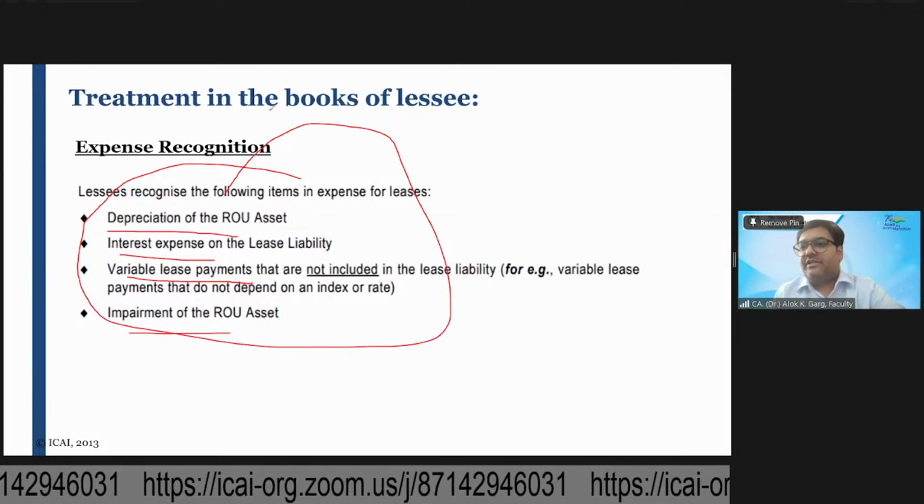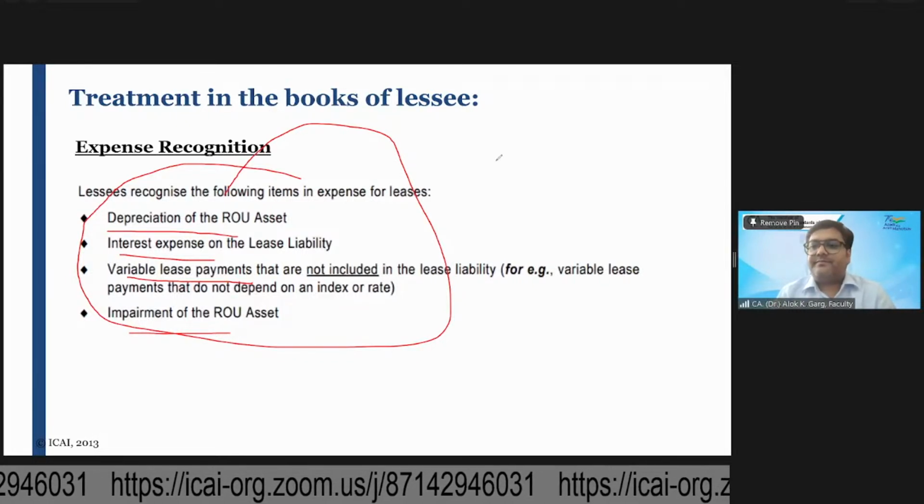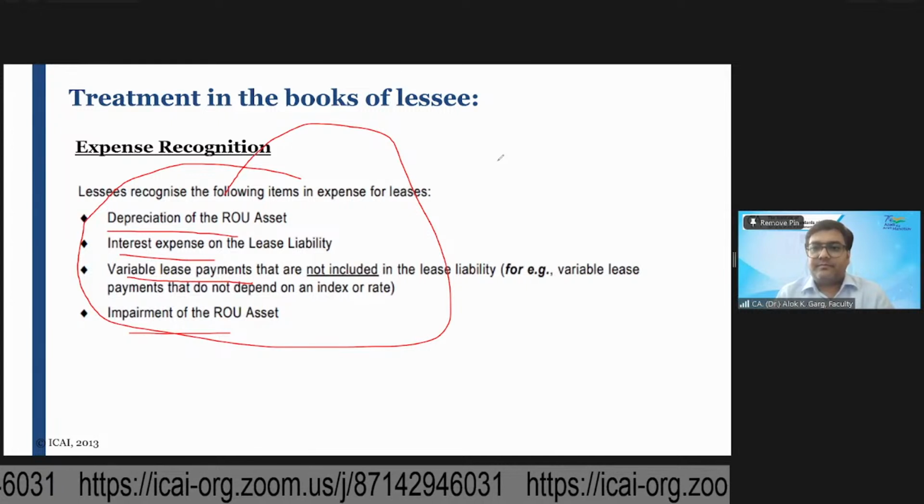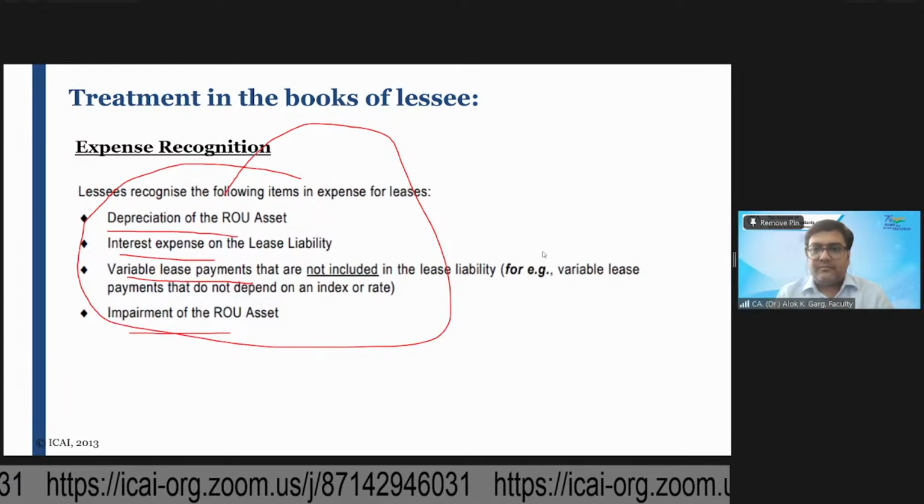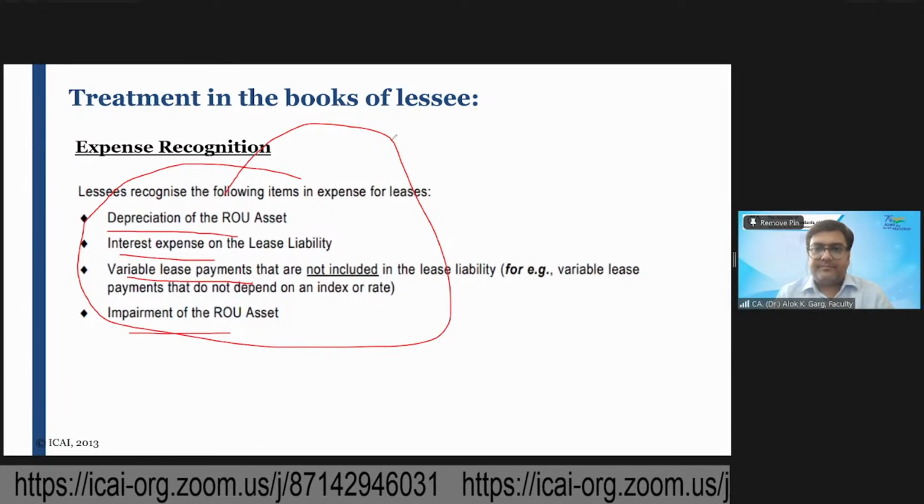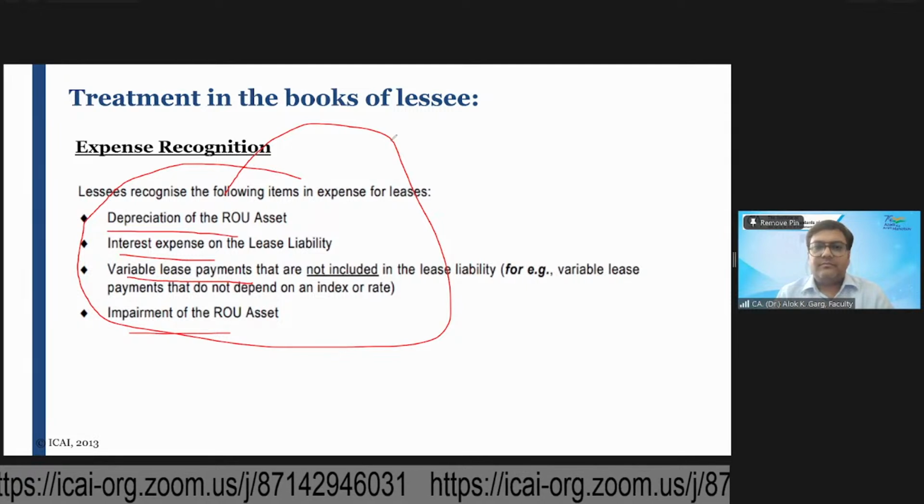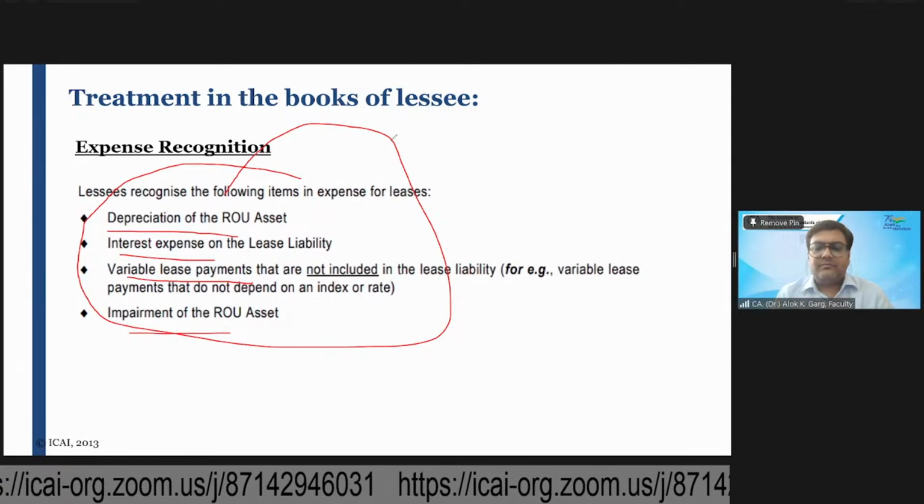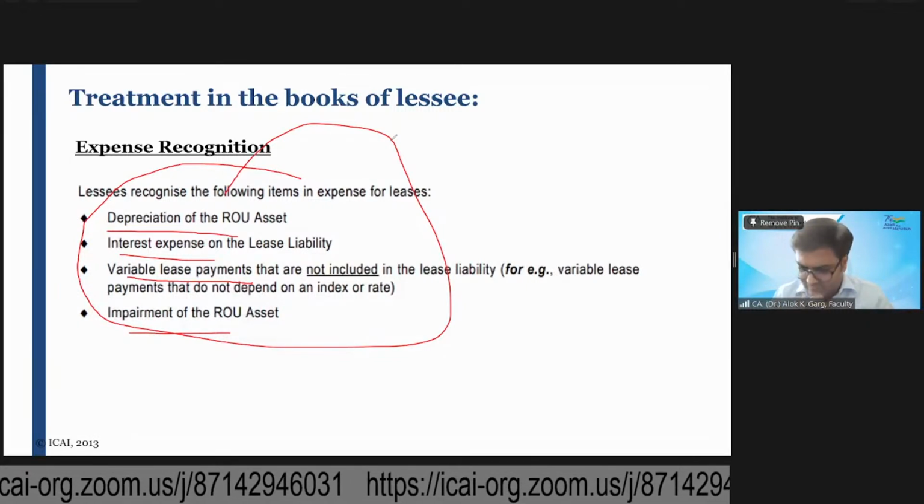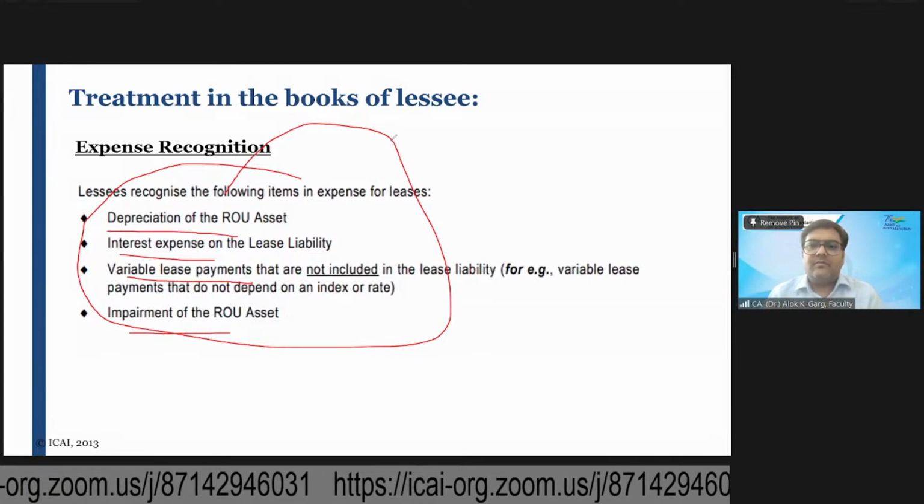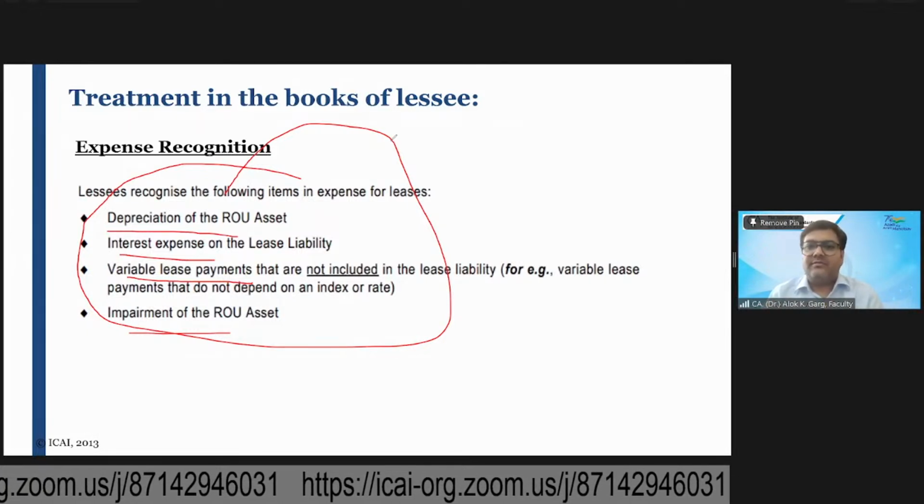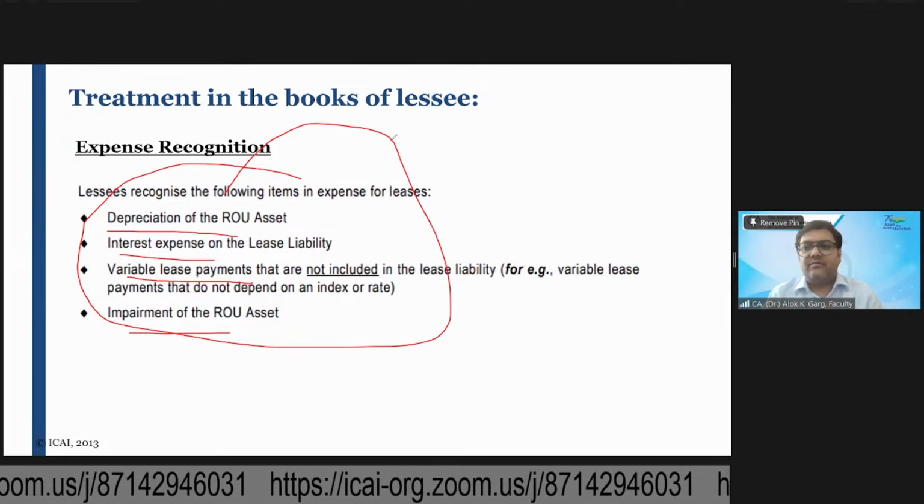Just has some question. Yes, Abrikes, you can ask your question. Sir, in case of variable lease payment, I mean not based on the index, is it only increases to be considered, or because many a times wholesale index also goes down, sir. So only increases to be considered? Increase or decrease, both. Both. Okay. Yes, both.